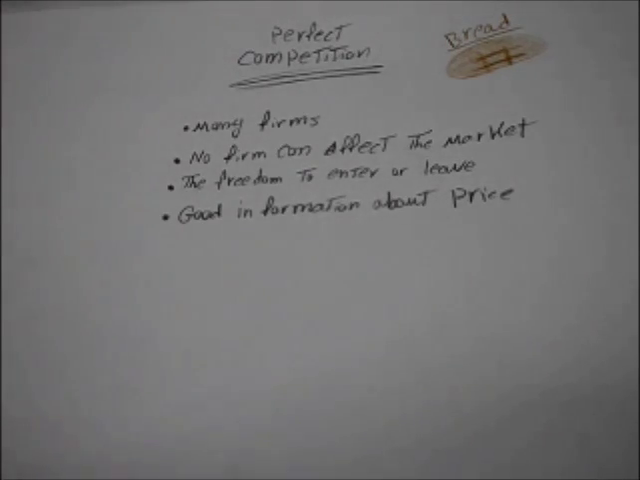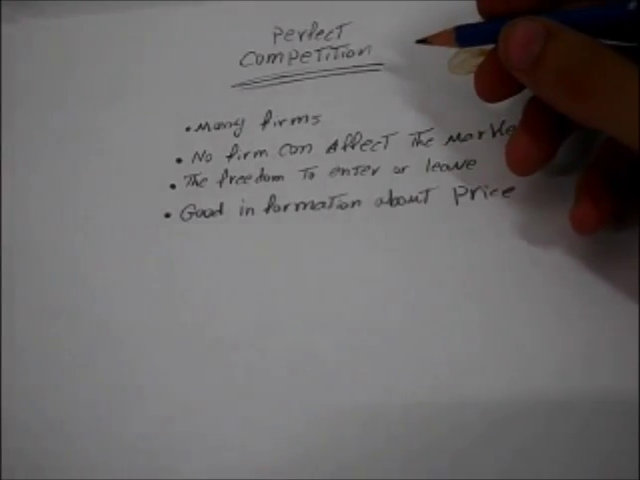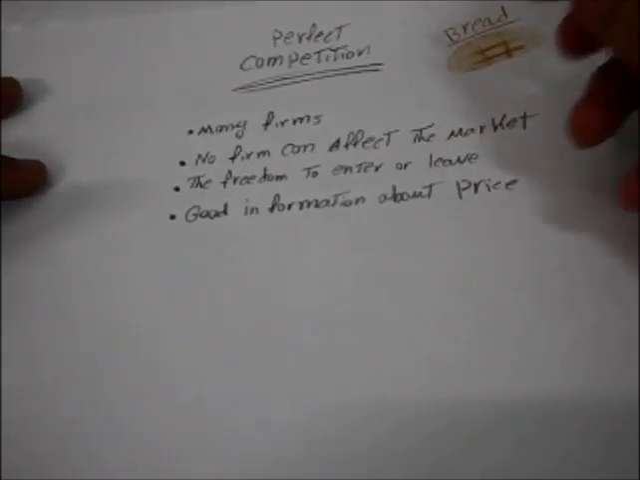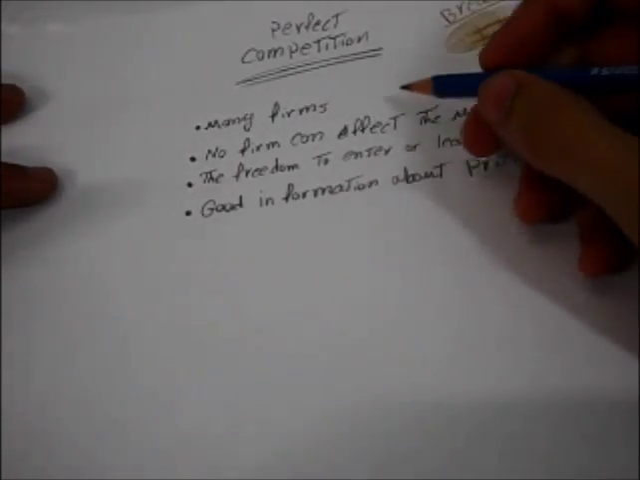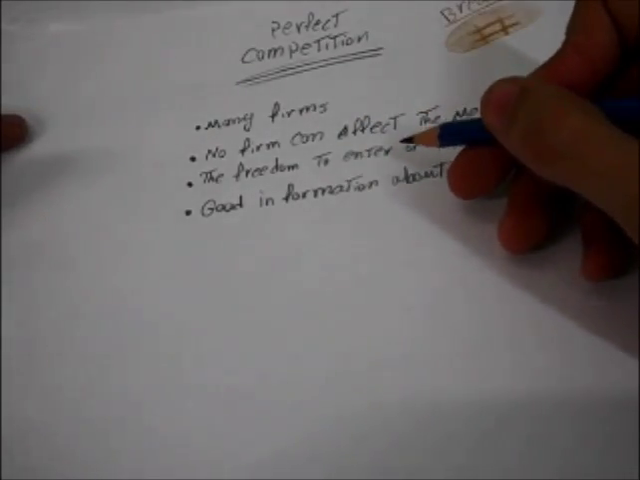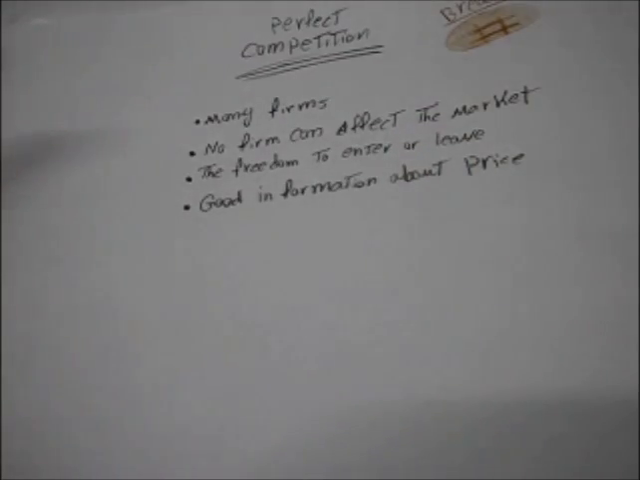When we asked economists about a perfect competition market, they told us that in order to have a perfectly competitive market, we need to have 4 main criteria. When those 4 criteria are met, then we can judge this market as perfect competition. The first is many firms, a huge number of firms. The second is no firm can affect the market, and the third is freedom to enter or to leave the market, and the consumer has to have all the information about the price of the good.